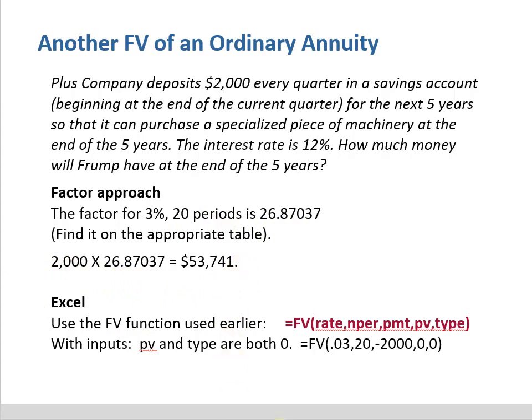In Excel, you use that same future value function that we looked at earlier. Now you do want to have an input here for payment. The annuity amount is what you put for the payment. Here it's going to be minus $2,000. Since this is an ordinary annuity, the type is 0. When you put this input into the future value formula, you will get as an answer our 53,741.